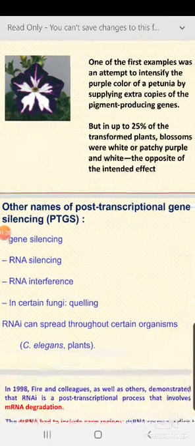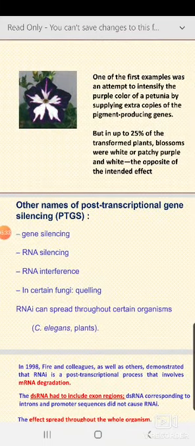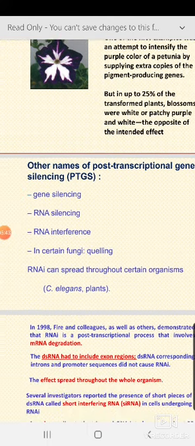So that's the other name of post-transcriptional gene silencing, PTGS. These are all post-transcriptional, that means gene silencing after transcription. It is also referred to as RNA silencing, as RNA is playing a critical role. RNA interference in some fungi is also named quelling. The small letter i in RNAi stands for interference, and it can spread throughout certain organisms. We will see what the mechanism behind it is.